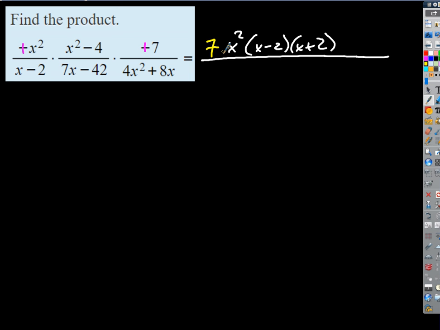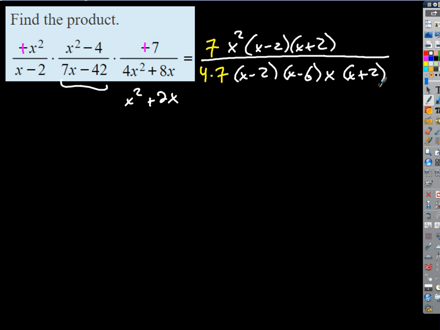How about down here? Are there any constants I could factor out? I can pull a 7 out, and I can pull a 4 out. So if I do that, I've got a 4 times 7. What's left behind? Well, there's an x minus 2. If I take a 7 out, what's that? x minus 6. And if I pull a 4 out of that one, it just becomes an x squared plus 2x. What does that break down into? x times x plus 2, right?